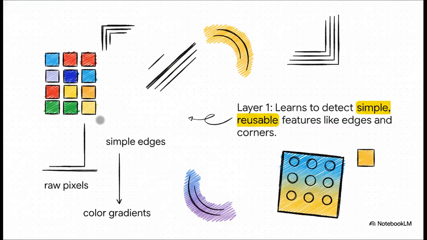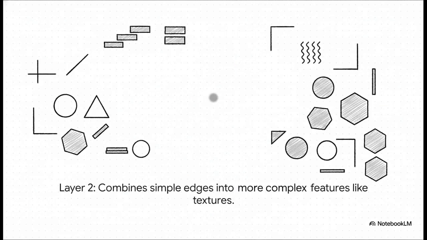At the very first layer, starting with nothing but raw pixels, the network just learns to see the most basic building blocks of our world. We're talking simple edges, corners, little gradients of color. Think of these as the tiny one-by-one Lego bricks. Okay, so the next layer up takes those little bricks, the edges and corners, and it starts snapping them together.